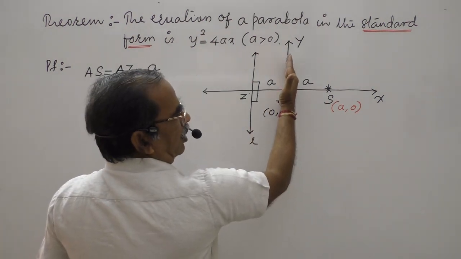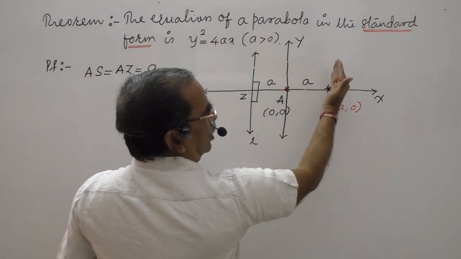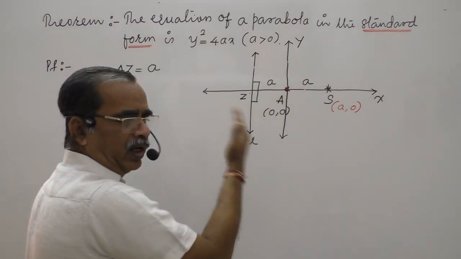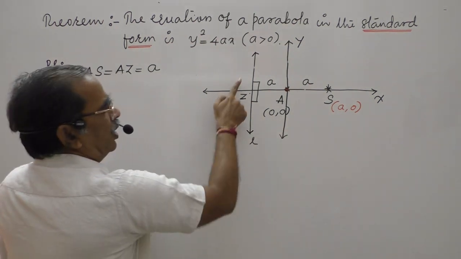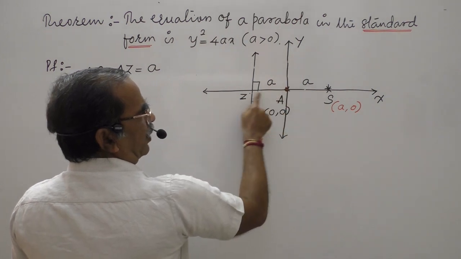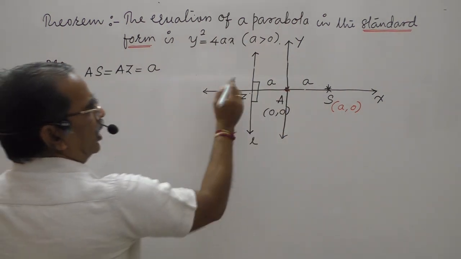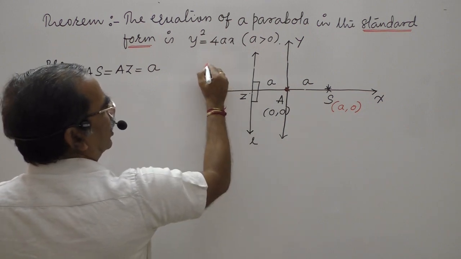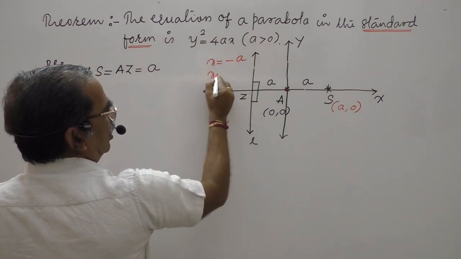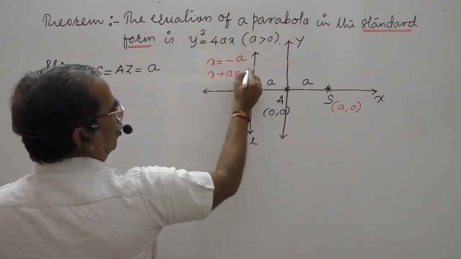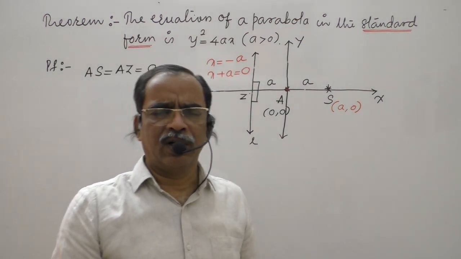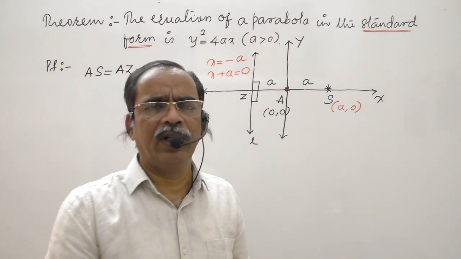This line is x equal to 0. Then x equal to 1, x equal to 2, x equal to 3, and so on. On the left side, x equal to -1, x equal to -2. Here the directrix is parallel to the y-axis at a distance of a on the left side. Therefore, the equation of the directrix is what? x equal to -a. That means x plus a is equal to 0. Yes, we have obtained the focus and directrix. Now simply you can apply the definition.